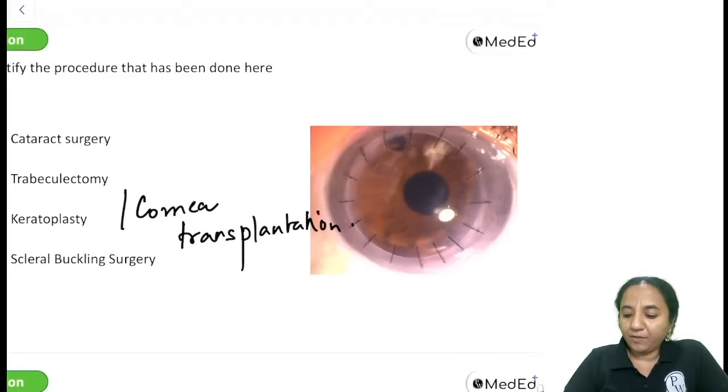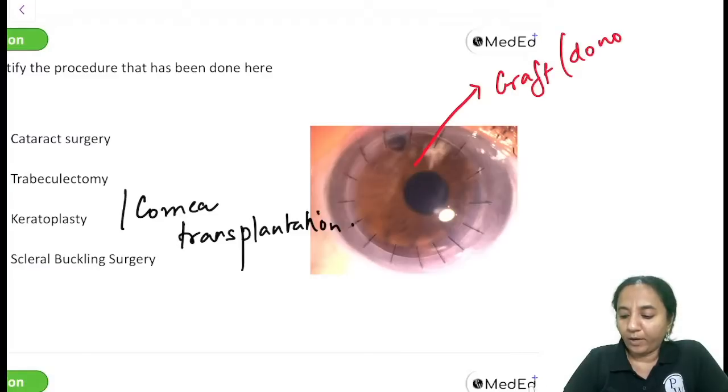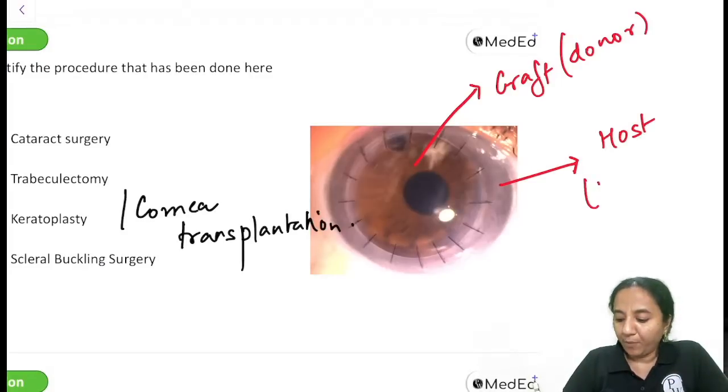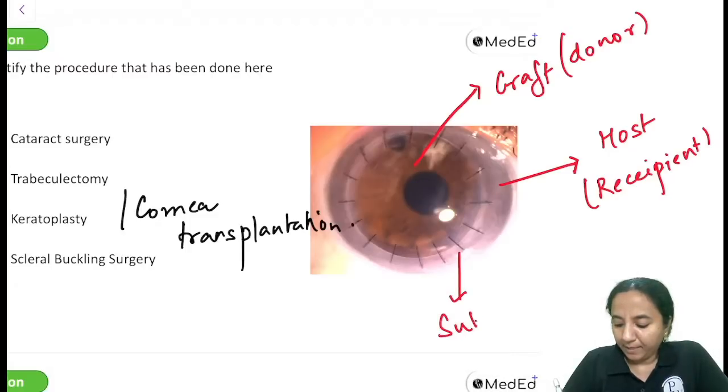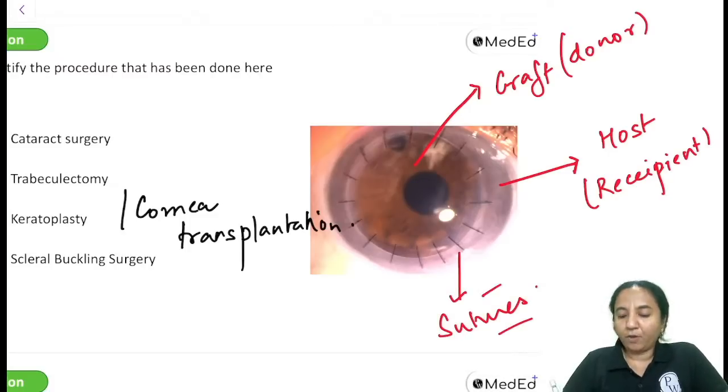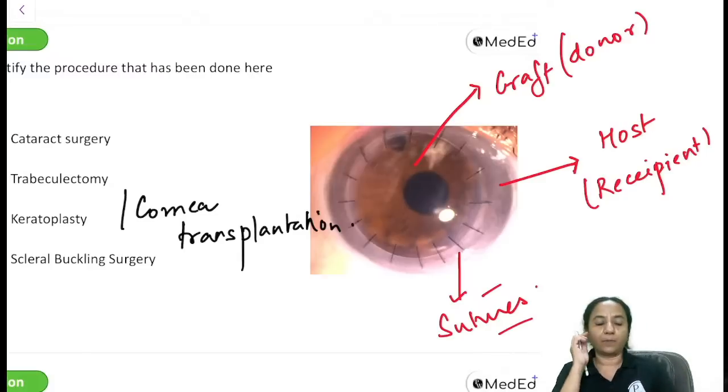So look, this central part is the graft. This is the graft. That is the donor cornea. In the periphery, this whitish thing that you see, this is the host. That is your recipient. And these black lines that you see, these are the sutures. So this is a picture of keratoplasty or cornea transplant.